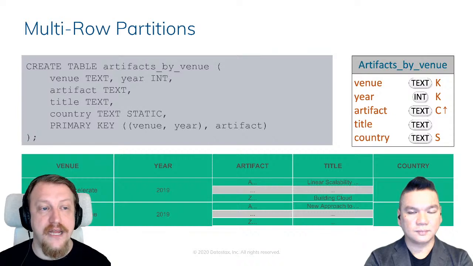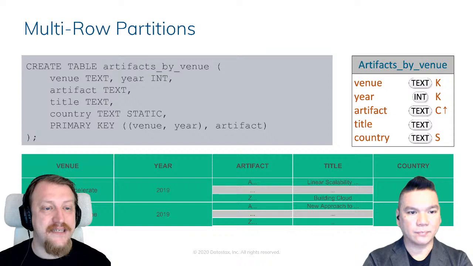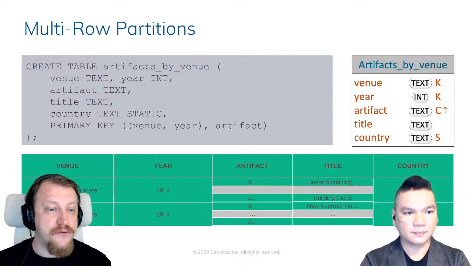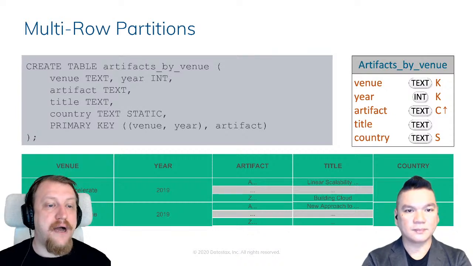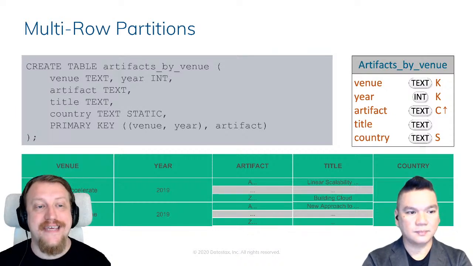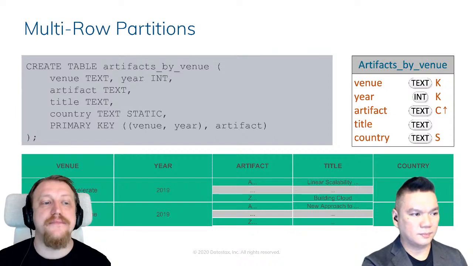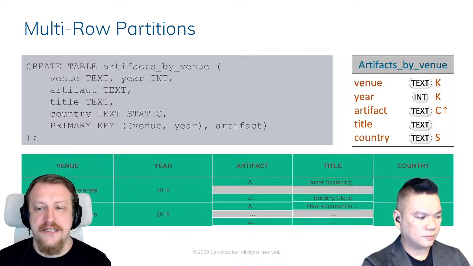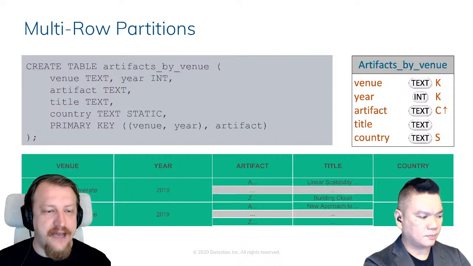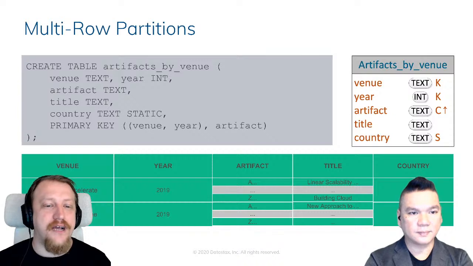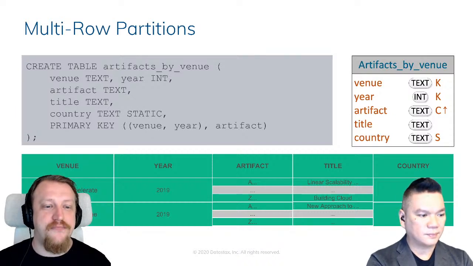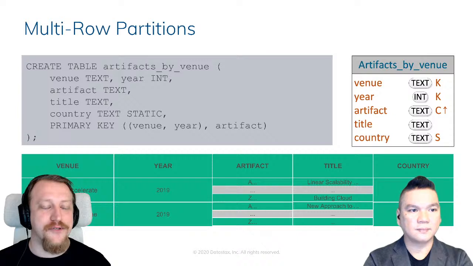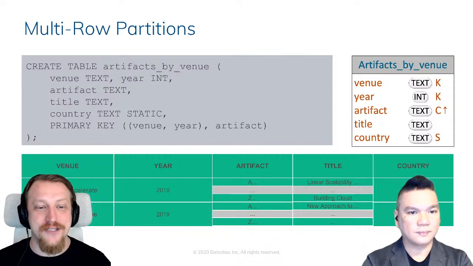On the table which looks like that, I'm creating table artifacts by venue, where venue will be text and year will be integer, artifact text, title text, country text static. Why? Because venue, so that's the location where some events happen. If venue is located in the United States, and we have a partition key like in these keys by venue and year, of course, I doubt that venue will jump from United States to either Europe or Australia, I don't know, somehow on its own.